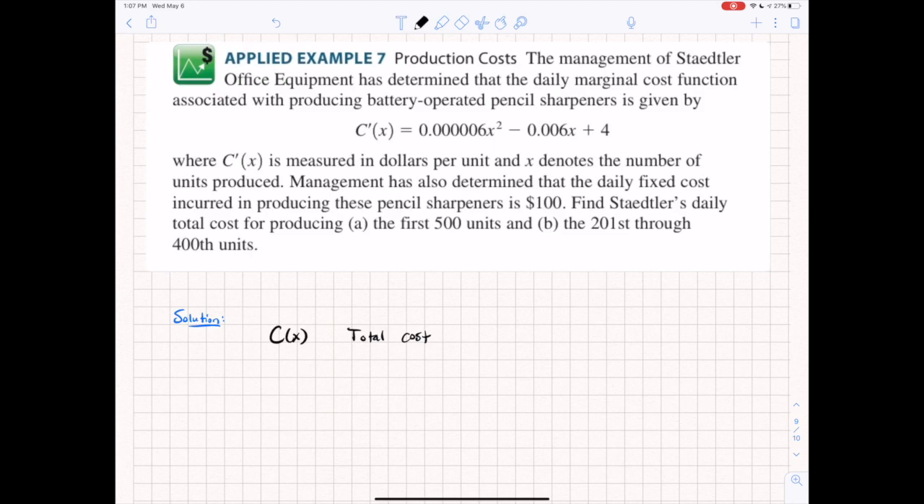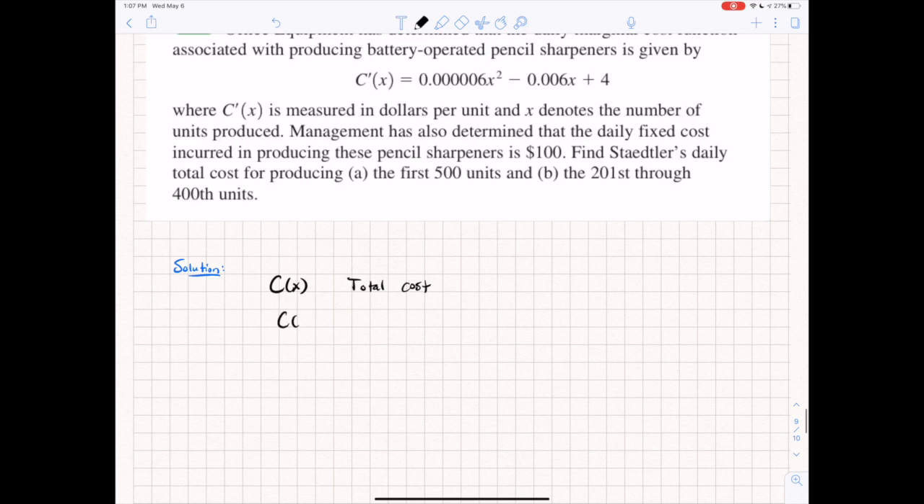If I want to find the cost for the first 500 units, then essentially I'm looking for the change in cost from C of 500 minus C of 0. That's what I'm trying to find. Now, in the previous example, because of the relationship between C and C prime, this is the same thing as doing the integral from 0 to 500 of my function, 0.00006 x squared minus 0.006x plus 4 dx. This is going to calculate that net change.